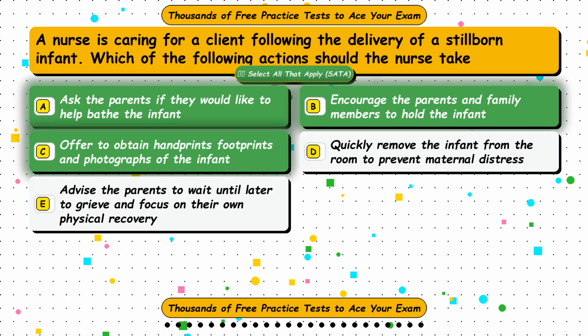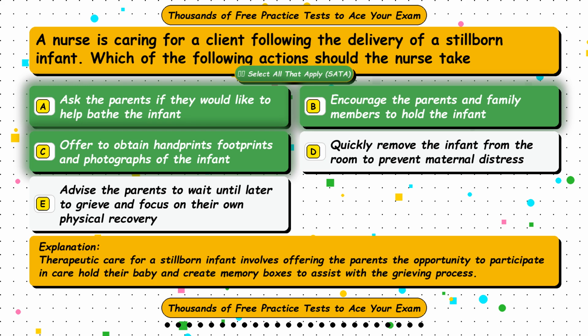The correct answers are options A and B and C. Ask the parents if they would like to help bathe the infant. Encourage the parents and family members to hold the infant. Offer to obtain handprints, footprints, and photographs of the infant. Therapeutic care for a stillborn infant involves offering the parents the opportunity to participate in care, hold their baby, and create memory boxes to assist with the grieving process.